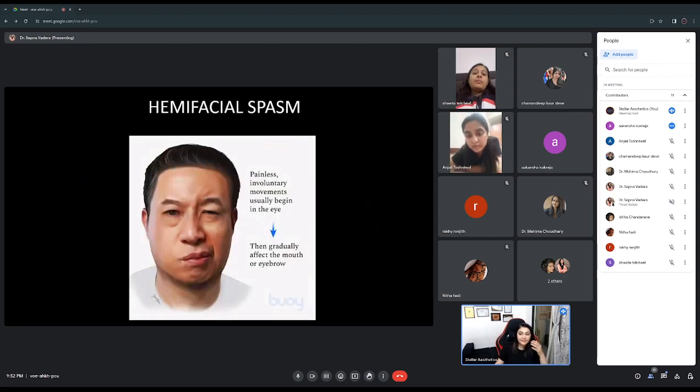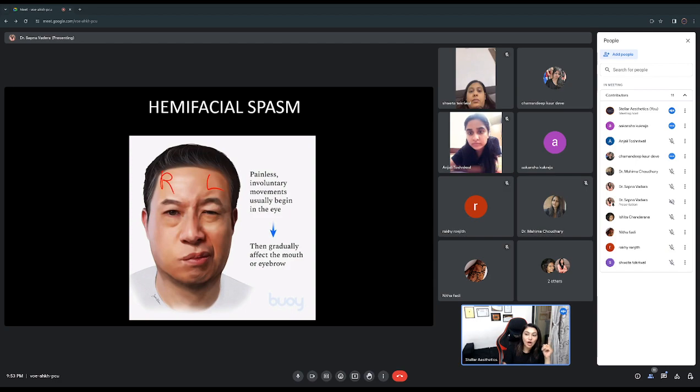Okay. Spasm, hemifacial spasm. Which side is normal? Left side is normal. This is right, this is left. Now tell me, which is normal? Left is normal. What is happening? Normal facial expressions are there on the left side, and on the right side, the expressions are not normal.